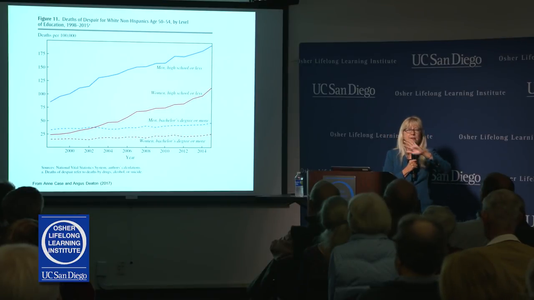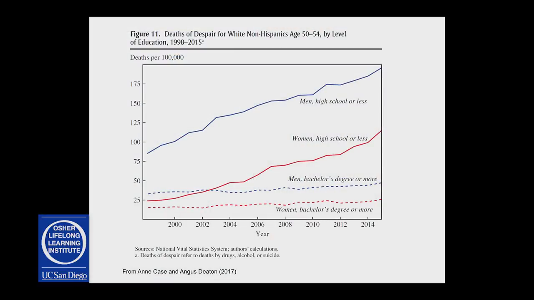One of the things they look at is what they call deaths of despair. These are deaths by drugs, such as opioid overdose, alcohol, often cirrhosis of the liver, or suicide, okay? This is for white non-Hispanics, all right? So there are no racial issues coming into play here. These are white non-Hispanic, age 50 to 54, by level of education. And this is from 1998 to 2015. The blue line at the top and rising significantly is men with a high school degree or less. Their death rate per 100,000 people started higher than the rest of the population, but then has really increased.